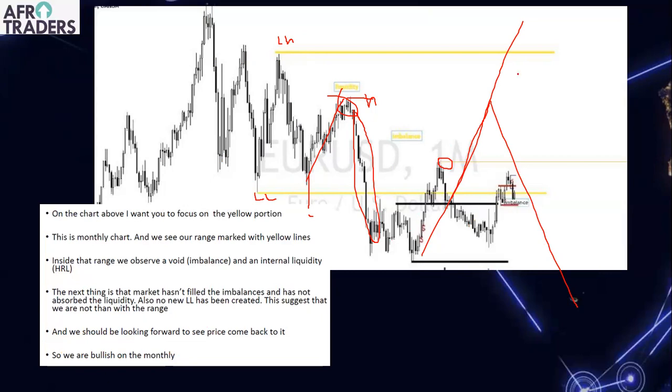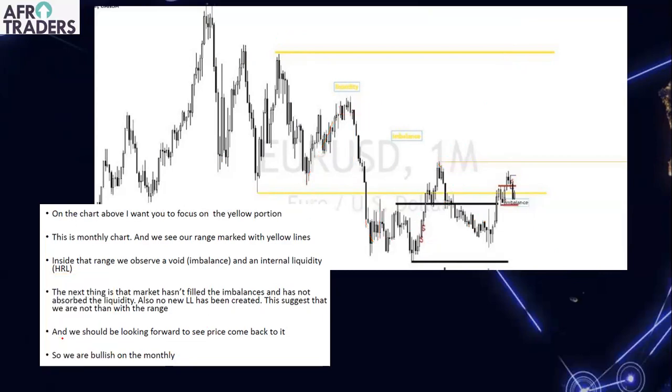So this one is not looking at small pictures. We are looking at the whole thing. The whole thing is that we are bullish because we expect to see the market go back into the trading range to fill these imbalances. So that's the first thing we can say about the monthly chart.